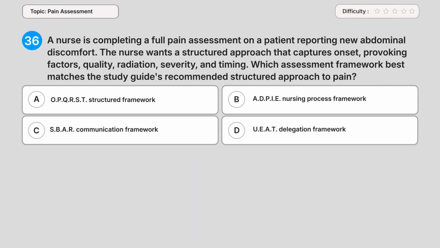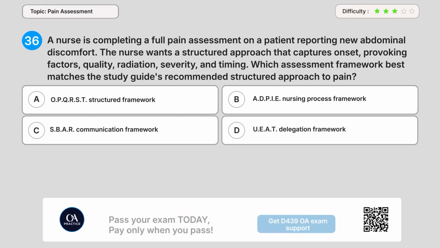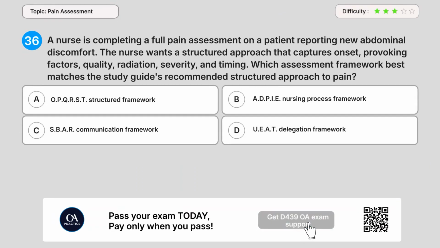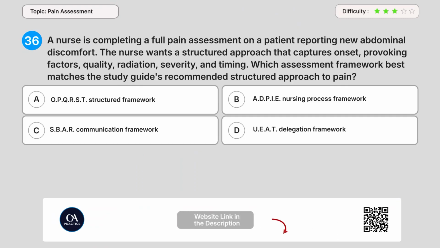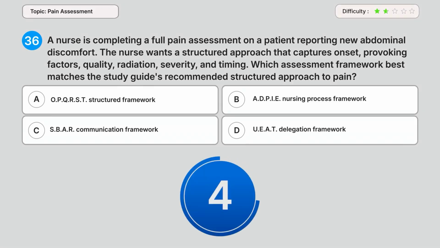Question 36. A nurse is completing a full pain assessment on a patient reporting new abdominal discomfort. The nurse wants a structured approach that captures onset, provoking factors, quality, radiation, severity, and timing. Which assessment framework best matches the study guide's recommended structured approach to pain? A. OPQRST, Structured Framework. B. ADPIE, Nursing Process Framework. C. SBAR, Communication Framework. D. UEAT, Delegation Framework. Can you guess the answer?